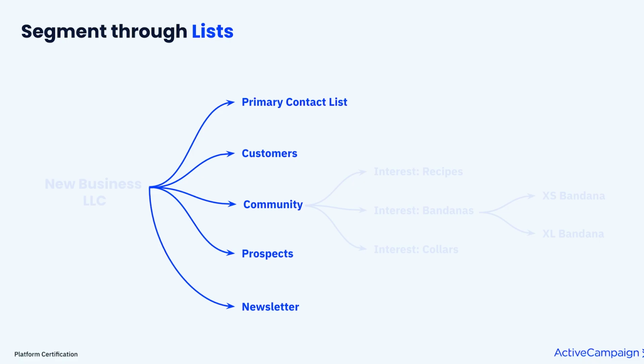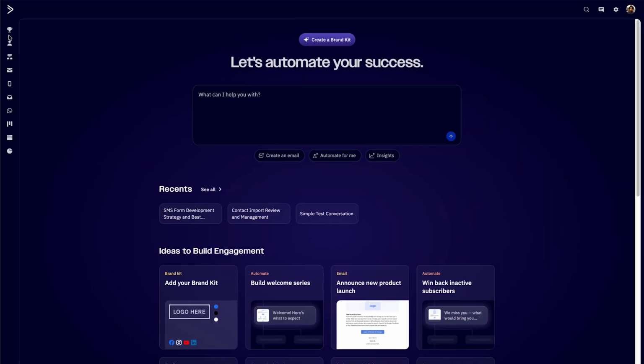Let's start with lists. Lists are the primary containers for your contacts. Think of them as separate audiences or databases within your account. Every contact in ActiveCampaign must belong to at least one list to be sent a marketing email, and contacts can be on multiple lists at the same time. Let me show you how to create a list.